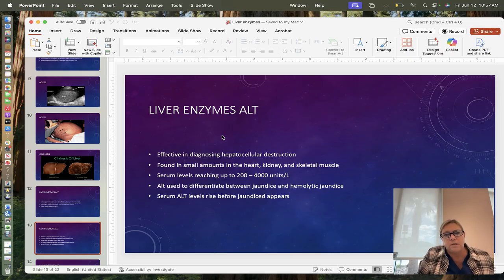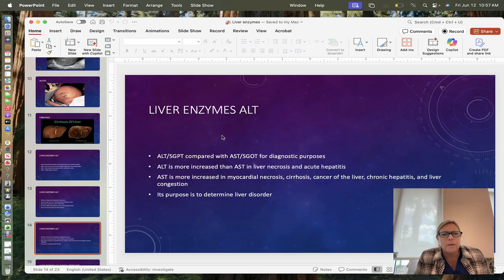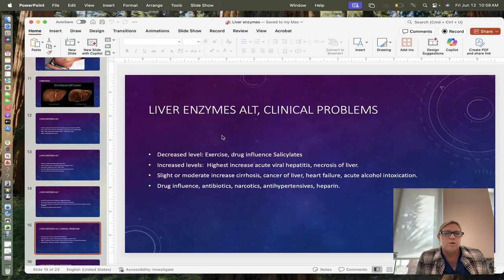Serum ALT levels will rise typically before the jaundice appears. So ALT compared to AST for diagnostic purposes, ALT is more increased than AST when it's liver necrosis or acute hepatitis. AST is more increased in myocardial necrosis. So sometimes you'll see ASTs elevated with cardiac issues, MI, cirrhosis, cancer of the liver, chronic hepatitis, or liver congestion. But its purpose is to determine a liver disorder. So what are some of the clinical problems?